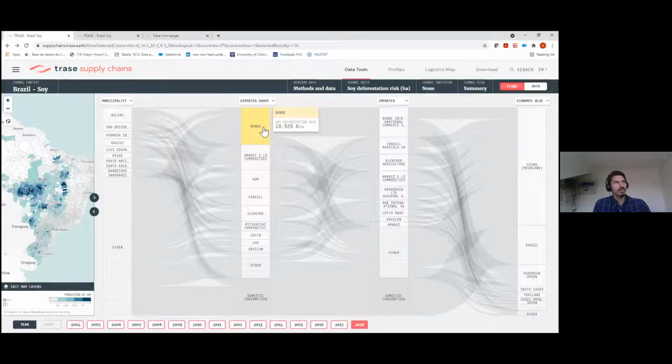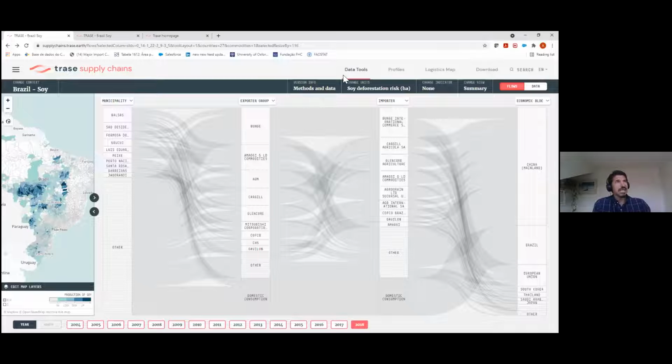It's called the soy deforestation risk, which is basically an indicator where the unit is hectares. I will be explaining in more detail how we calculate this. I think this must be a question that you guys have in mind, but then we can dive into the methods, the limitations, the assumptions of this information.